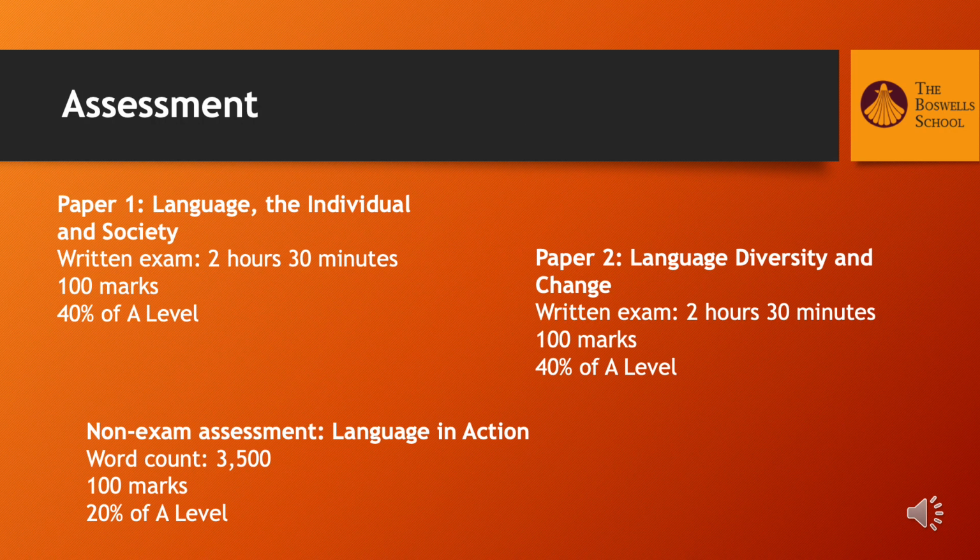The course is assessed through two 2-hour and 30-minute exams. Paper 1 and Paper 2 are each worth 40%, totalling 80% of the A-level grade. The non-examination assessment is worth 20% of the final A-level grade, with each piece of coursework being worth 10% each.